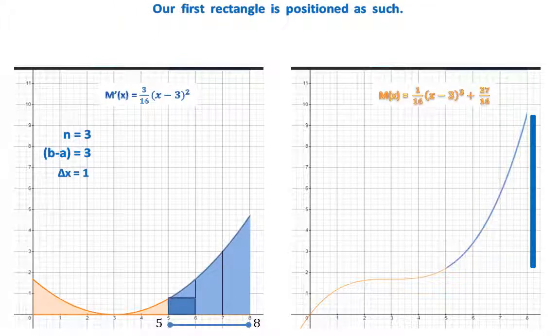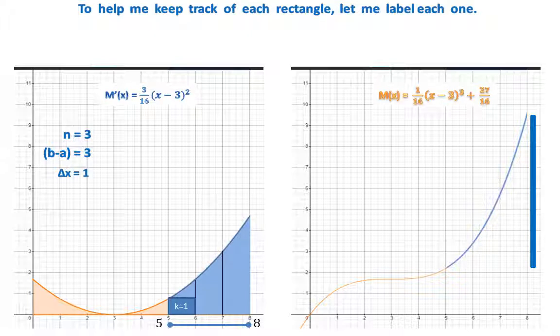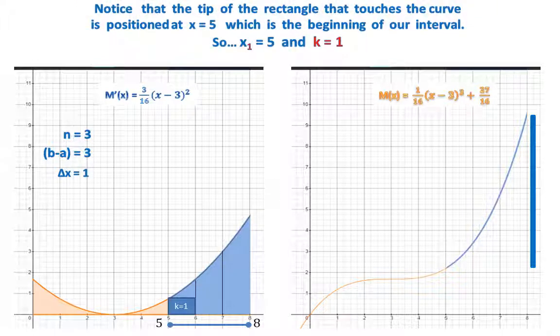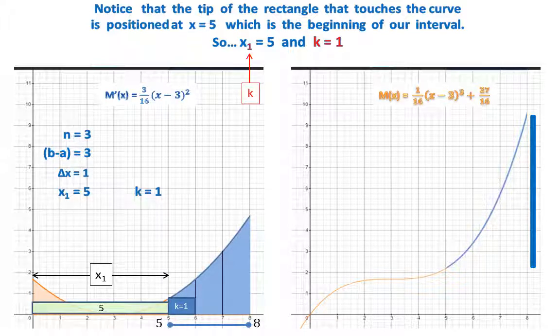Our first rectangle is positioned as such. To help me keep track of each rectangle, let me label each one. Notice that the tip of the rectangle that touches the curve is positioned at x equals 5, which is the beginning of our interval. So x sub 1 equals 5 and k equals 1.